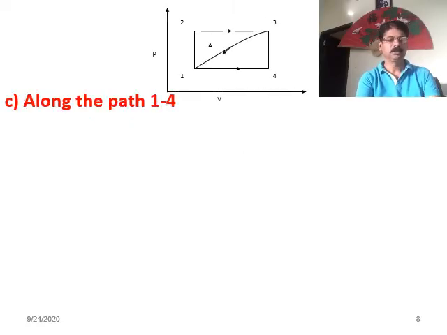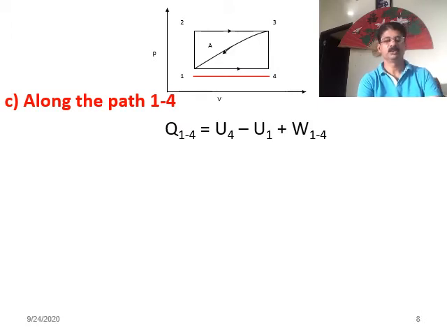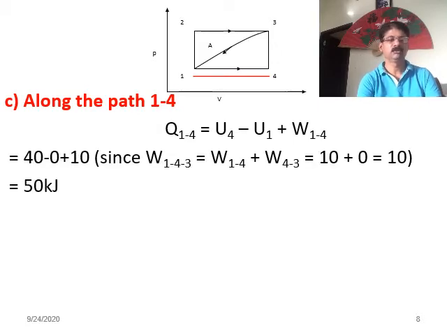Next C, that is along the path 1, 4. Path 1, 4 means from here to here. Only for this process you have to apply the first law of thermodynamics, that is Q1 to 4 is equal to U4 minus U1 plus W14. Here, if you look into the statement, U4 is given as 40 and U1 is 0. So U4 minus U1 is 40, and then W1 to 4.